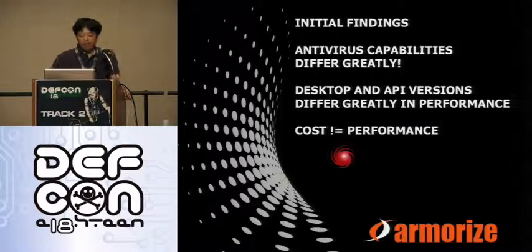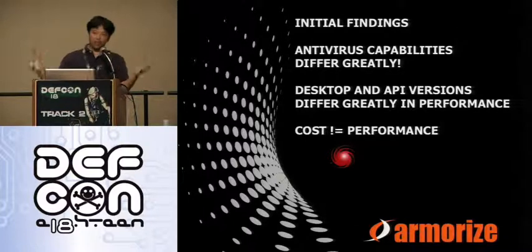Initial findings. Antivirus capabilities differ greatly. Desktop and API versions differ greatly in performance, meaning that an antivirus technology which really performs well for its desktop version may perform very poorly for its API version, which is the version that we want to use, right? It's basically a library or a console or an API for us to call. And also cost does not equal performance. Surprisingly, the most expensive ones may not be the ones with the best performance, at least according to our testing.